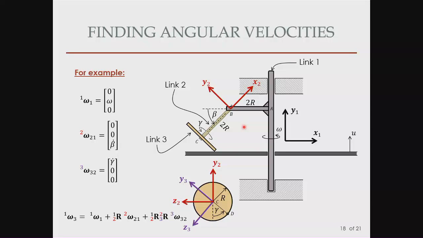Have a look at these. This is the absolute angular velocity of link 1. This is the angular velocity of link 2 relative to 1, and the angular velocity of link 3 relative to link 2. And they are calculated here in different frames for convenience.